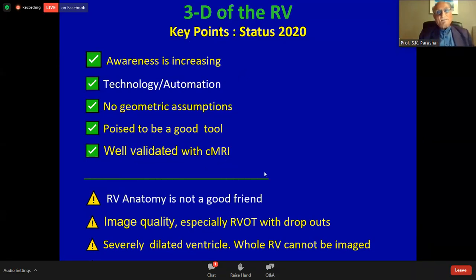Some of the limitations are that RV anatomy may not be a good friend. Image quality, especially of the RVOT, and dropout will be there. In a severely dilated ventricle, the whole RV cannot be imaged. And the last one is a very debatable point. Is it ready for routine daily practice? At least we don't do it in daily routine clinical practice.